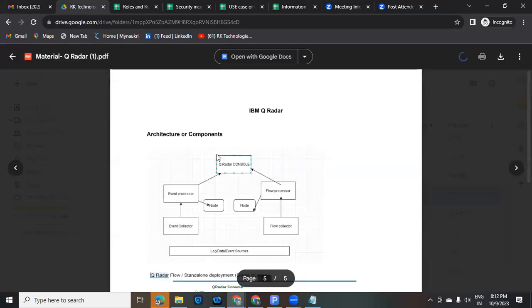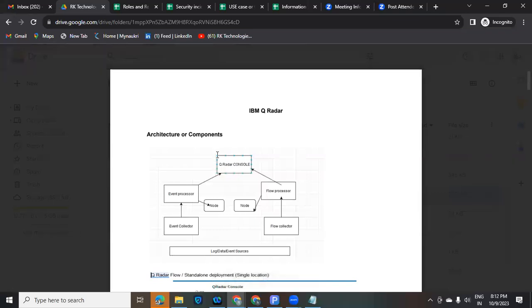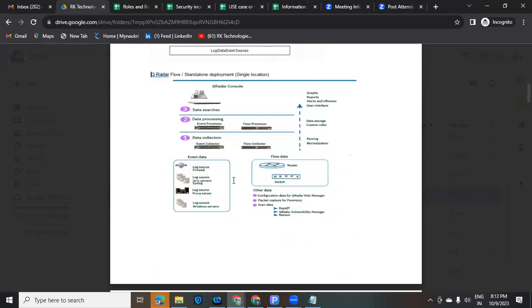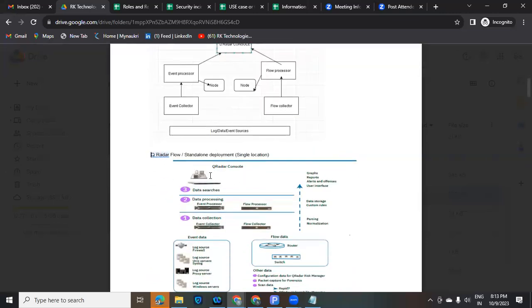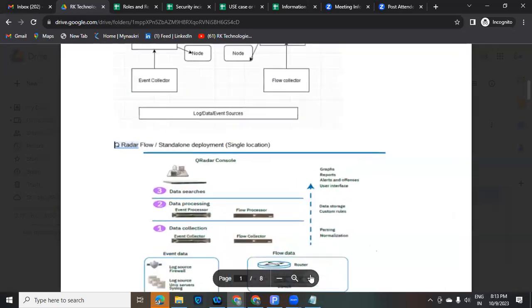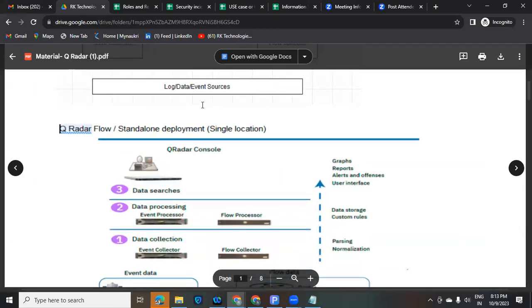Next one is dedicated to IBM QRadar. Because your main SIEM tool is IBM QRadar, for that I provided a couple of architecture diagrams and also distributed deployment diagrams. Additionally, all-in-one box deployments, and also what is meant by event collector, event processor, flow collector, flow processor, all those things. The first one is a generic architecture diagram of IBM QRadar. Next one is standalone, for a single location. I will maximize this one. Give me 1 second.